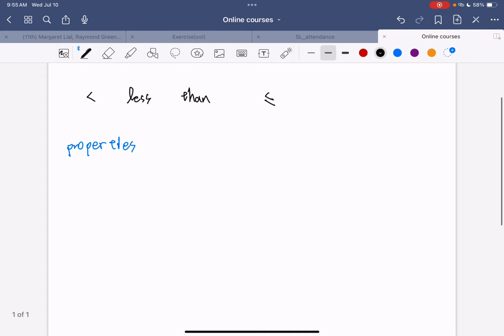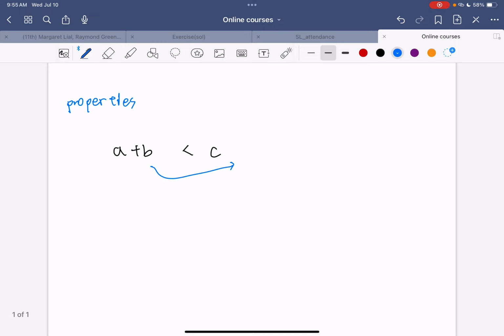When we are doing the calculation, we say that A plus B is less than C. If we want to move B to the right side, we don't have to change the direction of the symbol. We maintain it the same, and then we move B, and here it will be C minus B. This works for addition and subtraction.